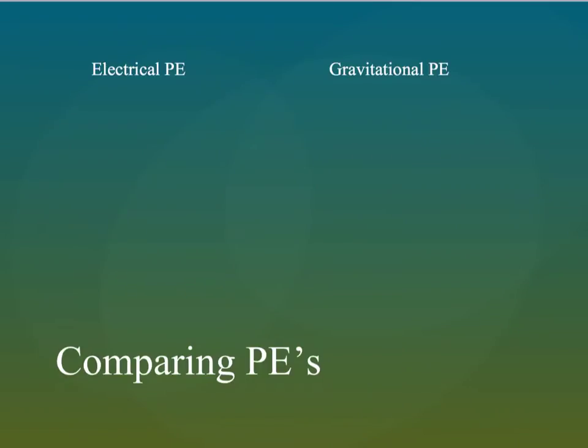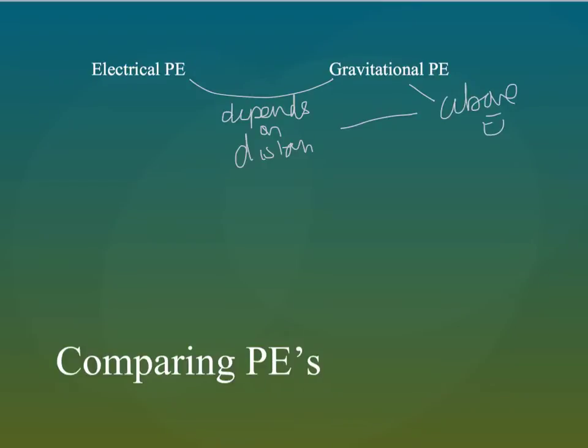So I just want to take a minute to compare electrical potential energy and gravitational potential energy because they're going to be very similar in the idea. The key to both of these together is remembering that it depends on distance. In gravity, it's the distance above Earth. In electrical potential energy, it will be the distance from the charge. So both of them have to do with distance.